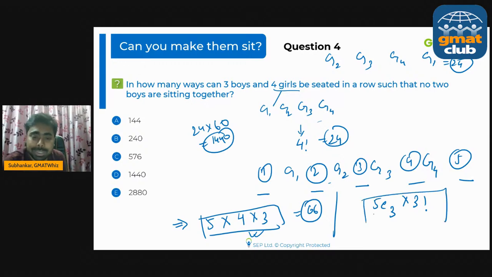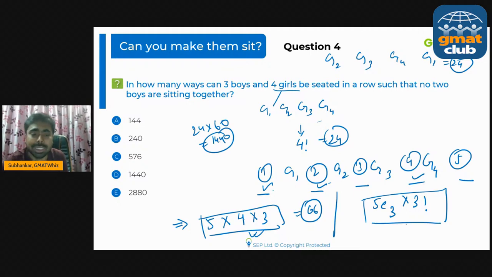So what I'm doing, I'm selecting 3 places. Okay, this is one place, this is one place, this is one place. That selection can be done in 5C3 ways. And then I say, okay, first boy can go in any of these 3 places. Second boy can go remaining 2 places, and the third boy can go the remaining places.